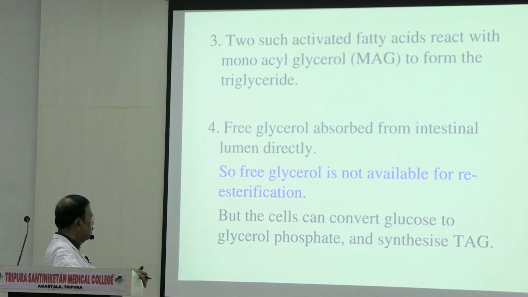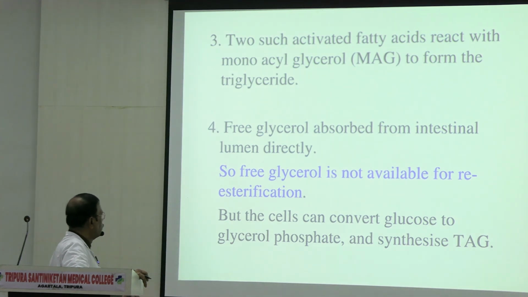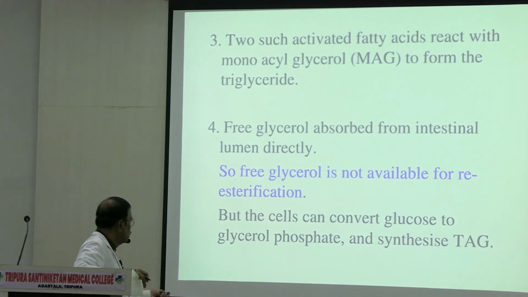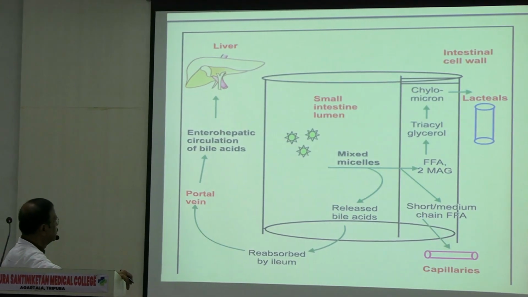Free glycerol absorbed from the intestinal lumen is directly released. So free glycerol is not available for re-esterification, but the cell can convert glucose to glycerol phosphate and synthesize triacylglycerol. Now, just a schematic diagram.